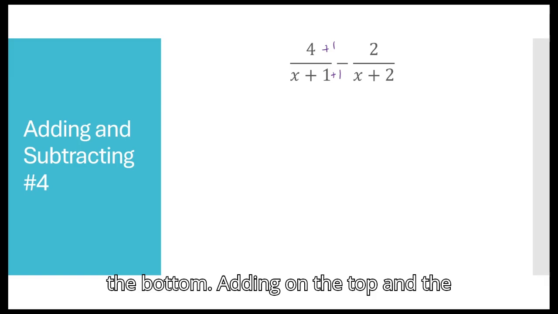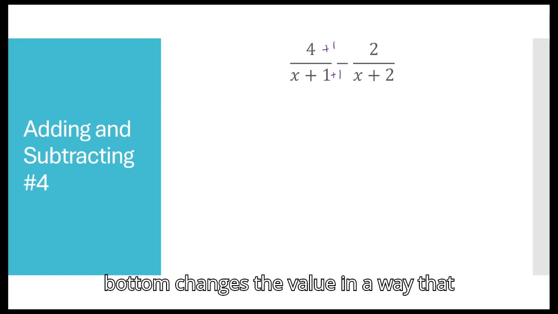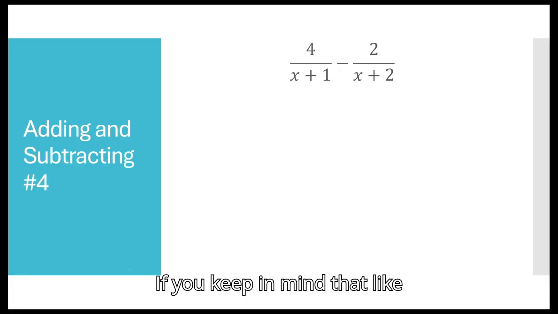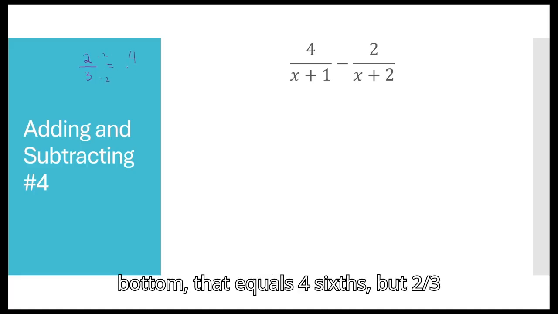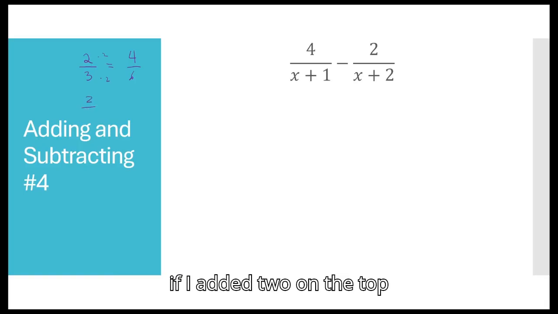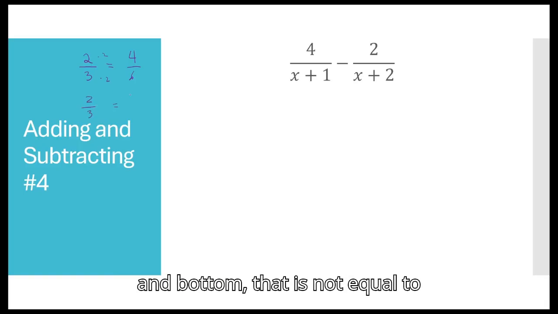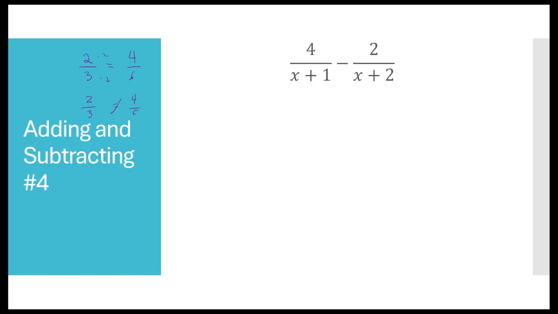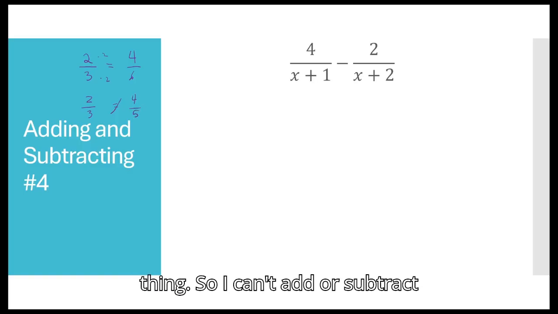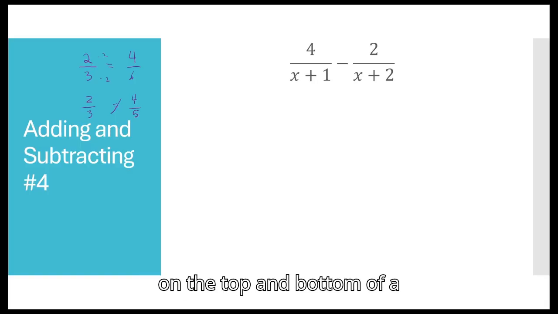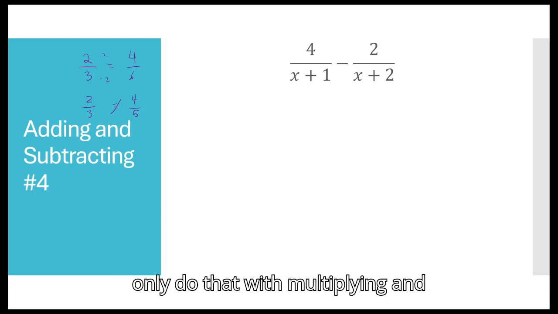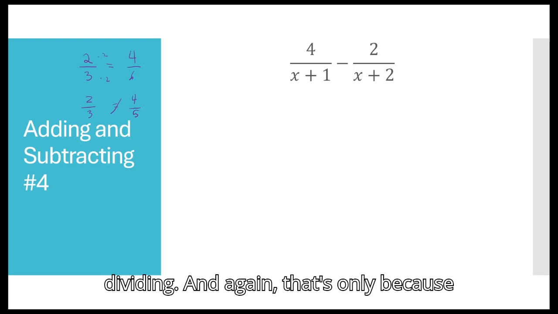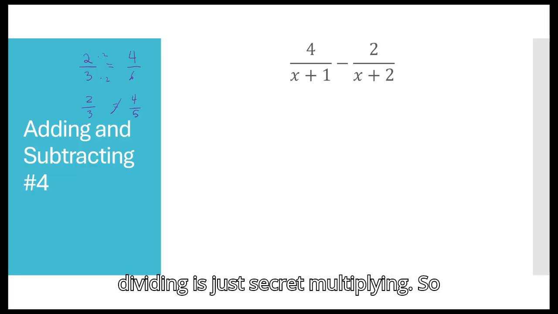Adding on the top and the bottom changes the value in a way that multiplying on the top and bottom does not. If you keep in mind that 2/3 is equal to, if I multiply by 2 on the top and the bottom, 4/6. But 2/3, if I added 2 on the top and bottom, is not equal to 4/5. That's an entirely different thing. So I can't add or subtract on the top and bottom of a fraction and maintain its value. I can only do that with multiplying and dividing. And again, that's only because dividing is just secret multiplying.